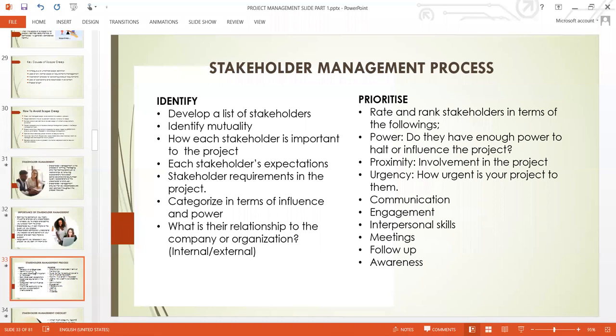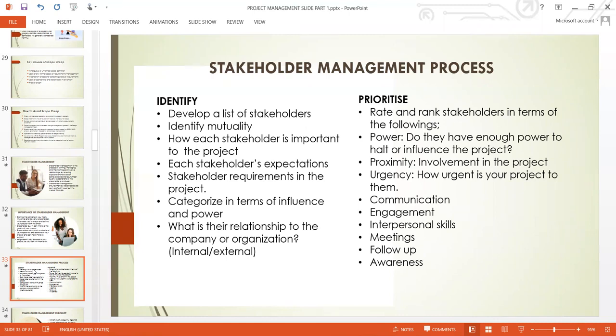First, you need to identify your stakeholders. It's very important once you join a project or you're given a project mandate or project brief, you need to look for your stakeholders. Develop a list of stakeholders when you are looking for them. Have a list of them, develop a list, identify them mutually.